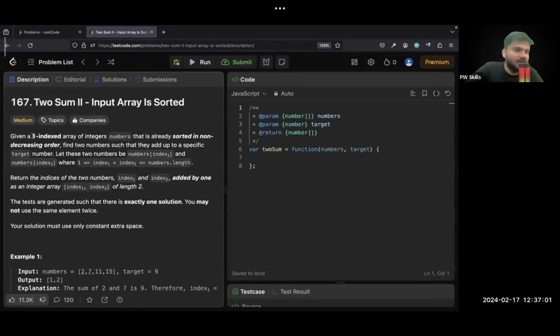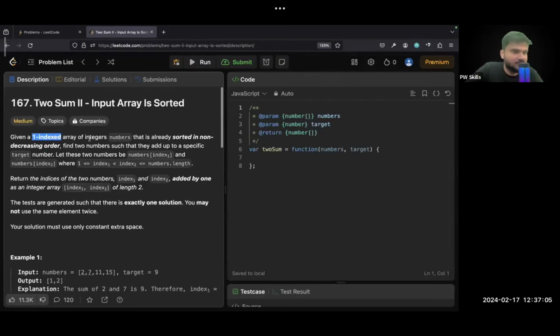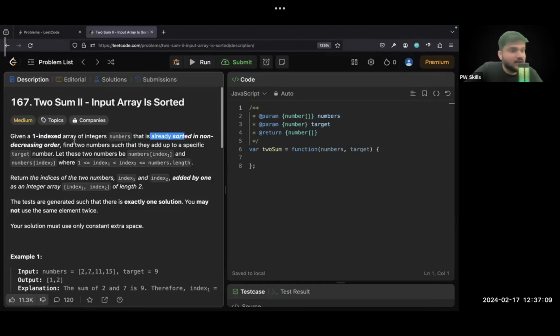The problem says that given a one indexed array, so you have to assume that your array is one base indexed of integer numbers that is already sorted in non-decreasing order. What is the meaning of being sorted? Sorted means that they are arranged in some order. And which order? They are arranged in non-decreasing order. What is non-decreasing order? Increasing order or ascending order. So you can say the array is given in the form of ascending order.